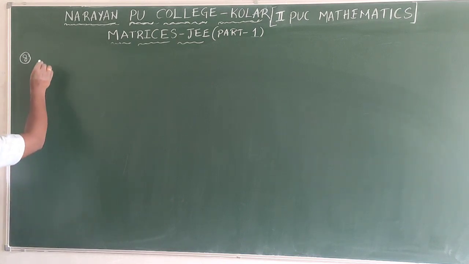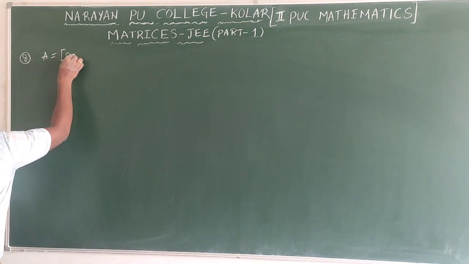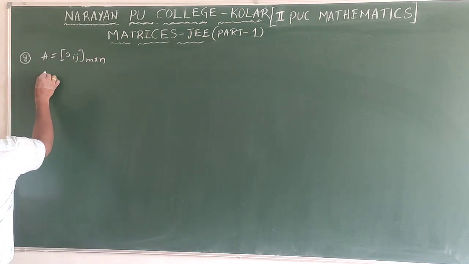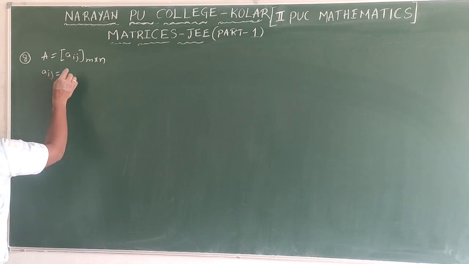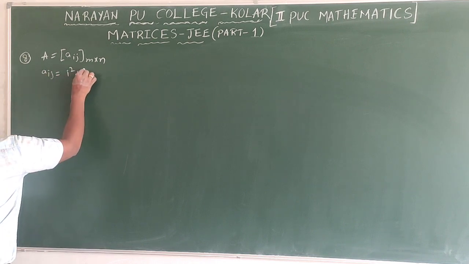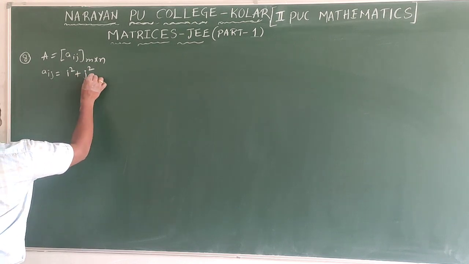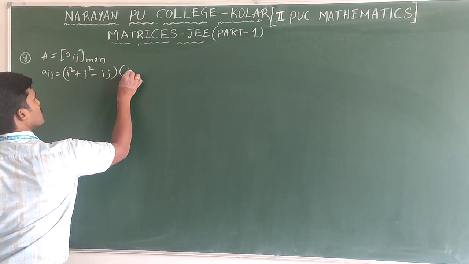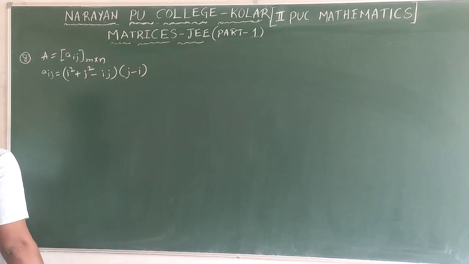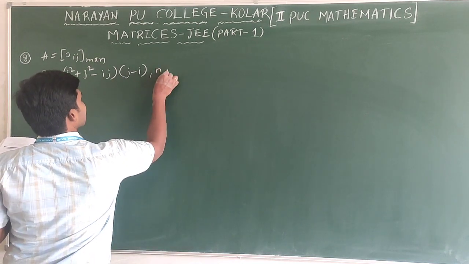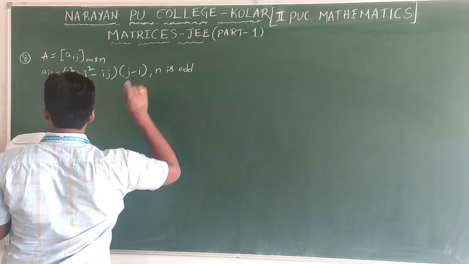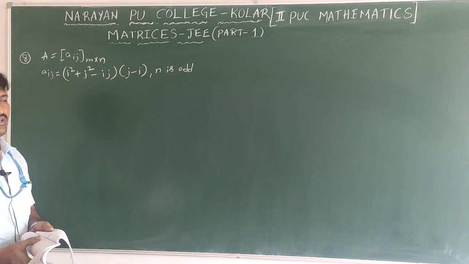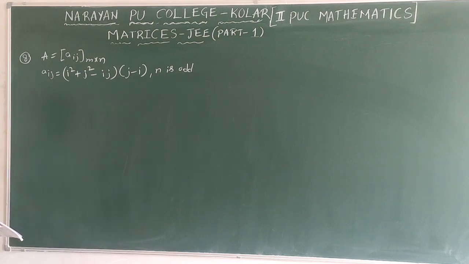A is an m by n matrix, and Aij is given. Aij equals i square plus j square minus i into j, into j minus i, where n is odd. Then which of the following is not the value of trace of A? Which is not a trace of A matrix?